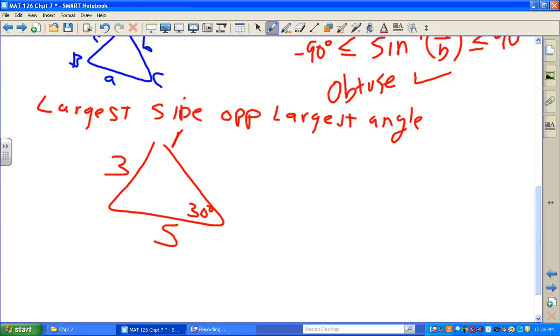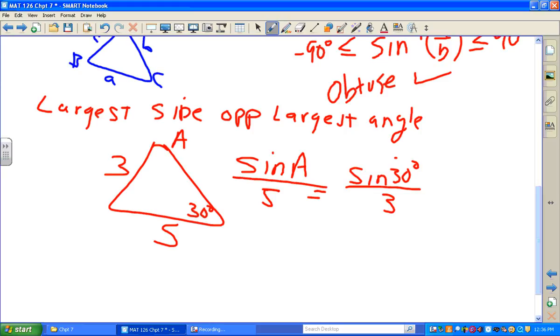You see how this is like angle A, and this is side A. That makes sense? So if I take the side A over 5, that has to equal the sine of 30 over 3, right? So far, so good? Well, what is the sine of 30 divided by 3 multiplied by 5? You have a calculator, correct? Let's see if they work.